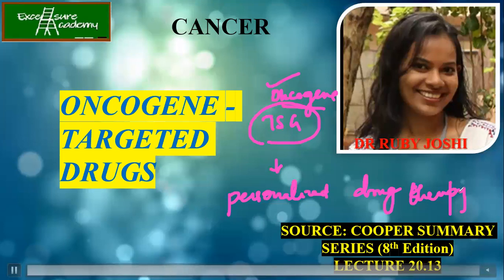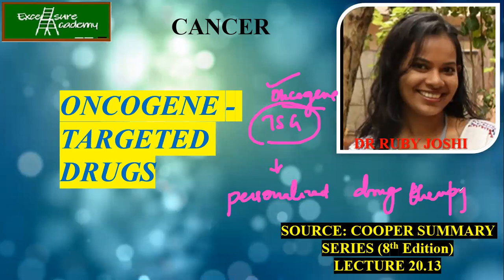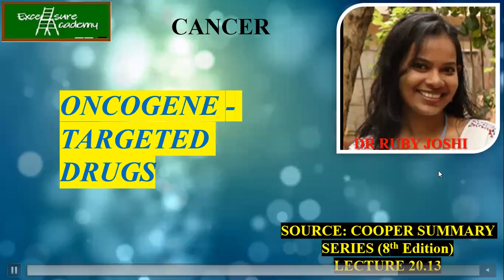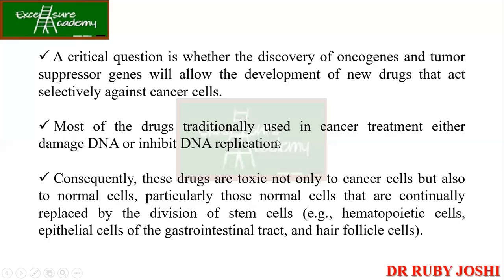So it is not like in a mass that, suppose we have got a group of liver cancer patients, we have to give them all the same drug. It is not going to be like that anymore. So now what we can do is, based on the stages of the cancer and the biomarkers which we have found and the amount of the mutation happened to the patient, the drugs can be designed and added in the therapy regimen. Okay. So in this lecture, we are going to discuss how oncogenes can be targeted for the drug therapy. Okay, so a critical question is whether the discovery of oncogenes and the tumor suppressor genes will allow the development of new drugs that act selectively against the cancer cells.